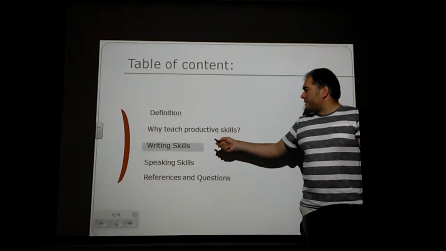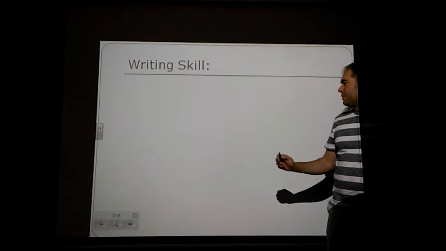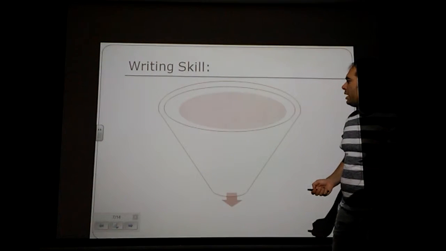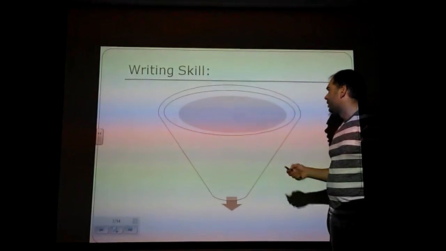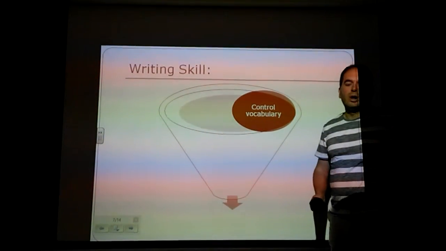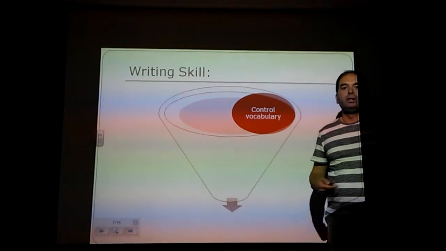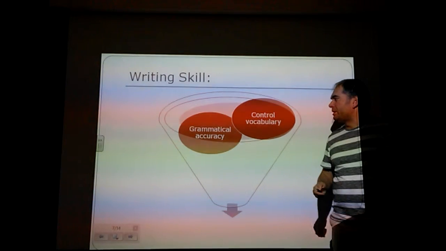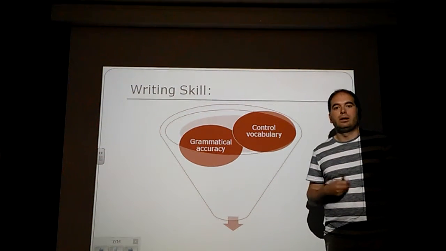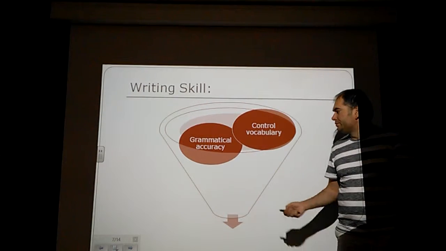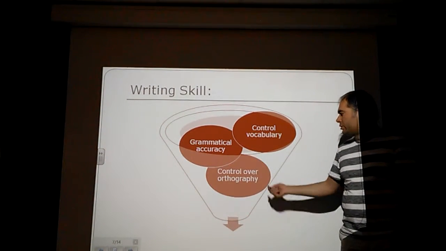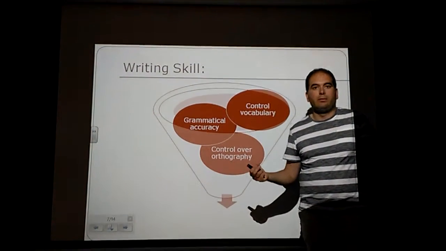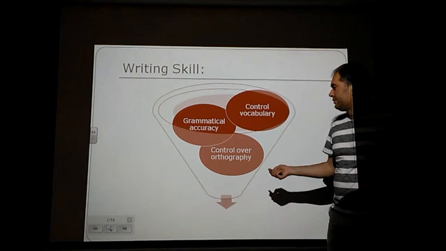So let's go inside the productive skills, and the first point is writing skills. To write in a second language as a student, we have three points to take into account. The first one is to control the vocabulary, because we have to manage the words that we need to write or to speak about something. Then we have grammatical accuracy, especially when we are writing, grammar is very important. And then we have to control the orthography, because the way we write is the way we are going to express our ideas.